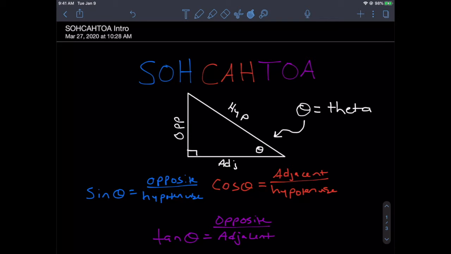SOHCAHTOA is a mnemonic device that we use to remember the side ratios that we need to find the sine, cosine, and tangent of an angle. Now, what's sine, cosine, and tangent? Well, that's kind of the whole point of SOHCAHTOA, isn't it? Let's take a closer look.